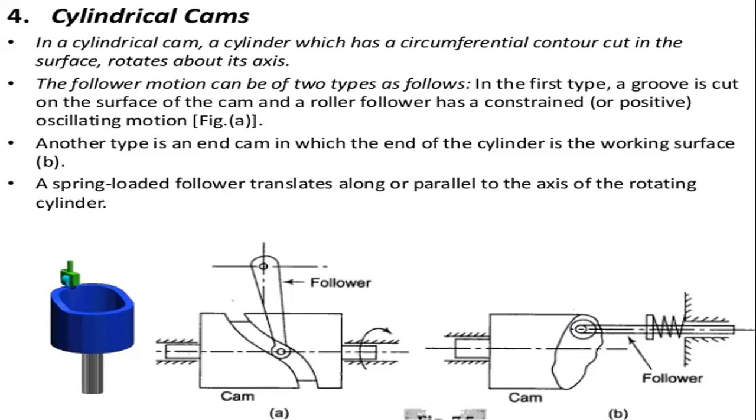A spring loaded follower translates parallel to the axis of the rotating cylinder. So it moves along the parallel side, the axis of the rotating cylinder.